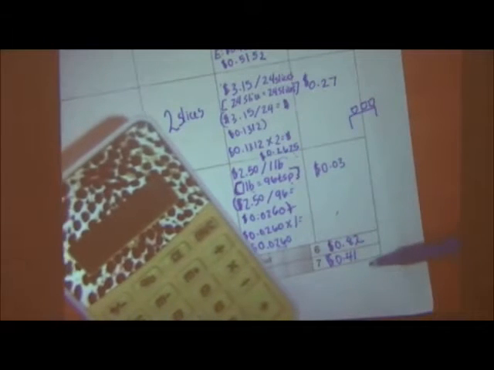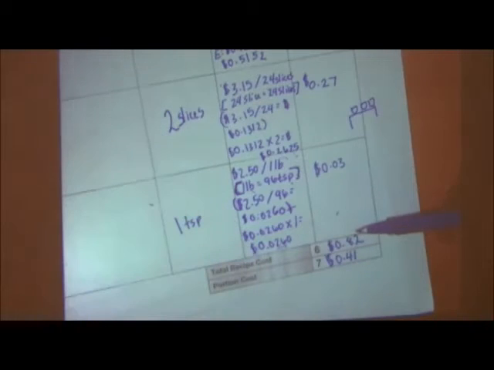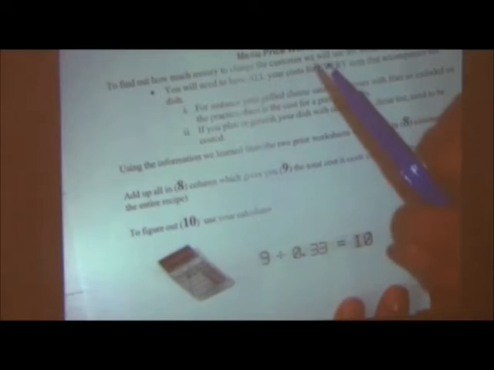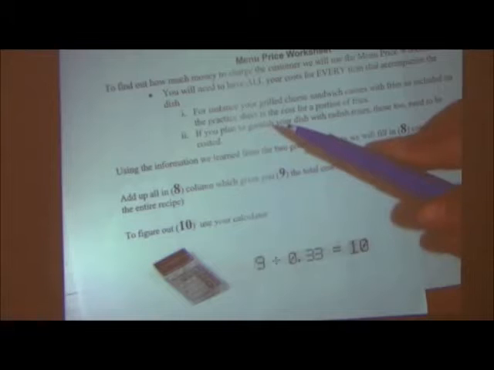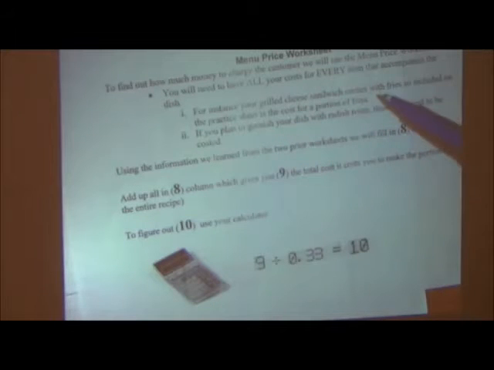So it cost me 41 cents per portion. Alright, so the next thing we're going to do is look at the menu price worksheet. We're going to find out how much we're going to charge our customer, and we use the menu price worksheet. We're also going to need all our costs for every item that accompanies this dish. For instance, my grilled cheese sandwich is going to come with fries. So included on this menu price sheet is the cost for a portion of fries.